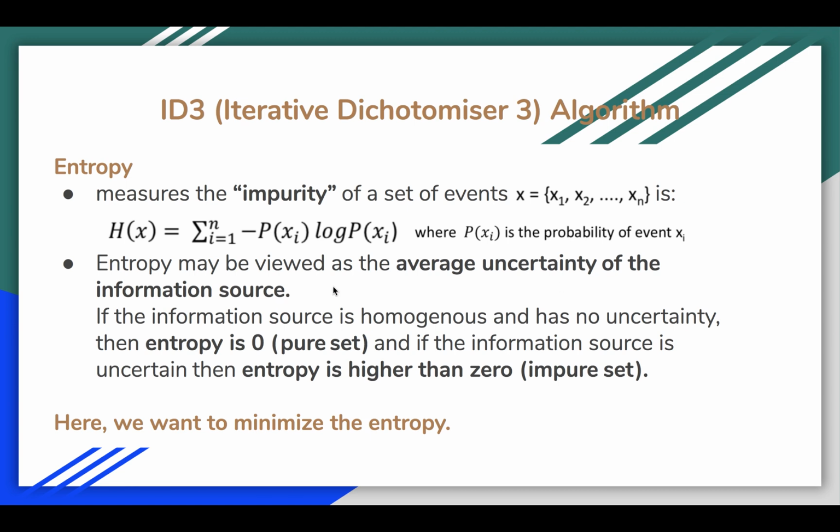If the information source is homogeneous and has no uncertainty, the entropy is equal to 0. That means the pure set. And if the information source is uncertain, the entropy is higher than 0. That means the impure set. So we need to minimize our entropy. Then I will go through the information gain.